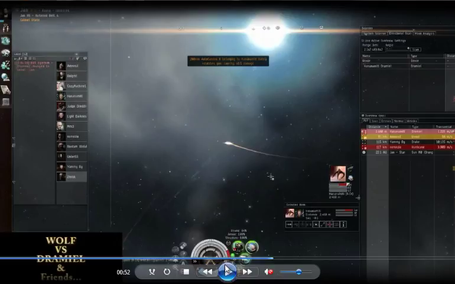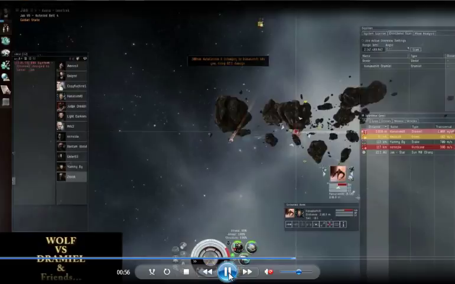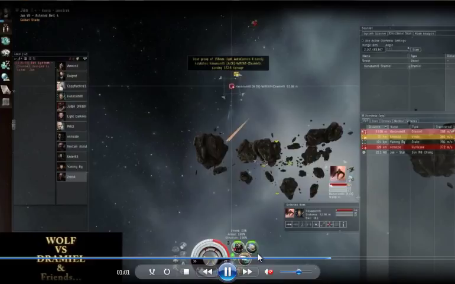Look at the Wolf. You see the Wolf there. The Wolf is still moving away from the Vexer. Now, if you're concerned about the Vexer running at you, yes, that's a good move. But in this case, there's enough isolation here, you don't have to really worry about it. Because look what happens here. The Dramiel is moving away. Now look at the range there. 9K. The Dramiel's now at 9K away.